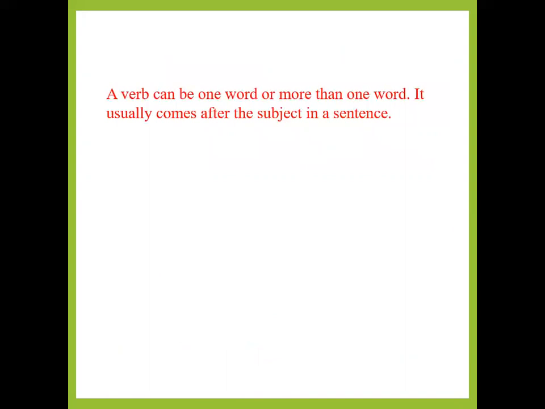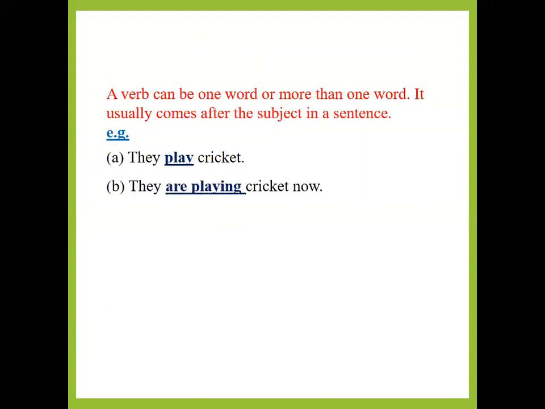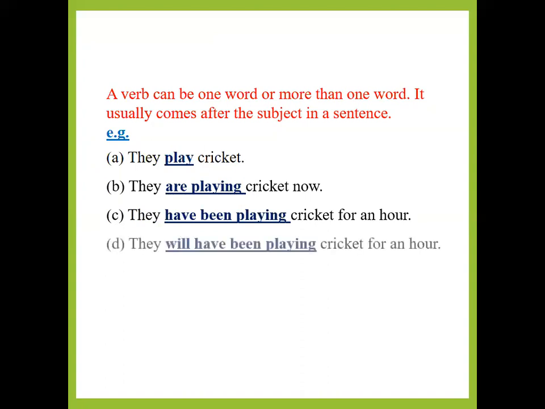A verb can be one word or more than one word. It usually comes after the subject in a sentence. For example, they play cricket. Here, play is the verb and only one verb. They are playing cricket now. In this sentence, there are two verbs, are and playing. They have been playing cricket for an hour. Here, there were three verbs, have, been and playing.